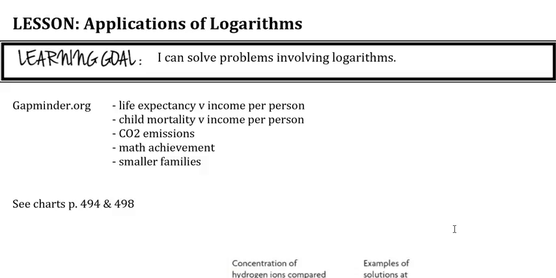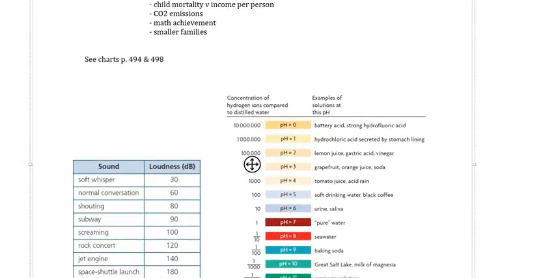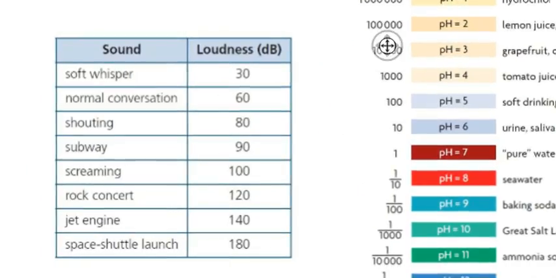A couple things to note: there are these charts that I believe we're not using in our examples today, but you may need them in the practice. They're on pages 494 and 498, just in that section of the textbook. Actually, we kind of do need them, except maybe I've got it already written out.